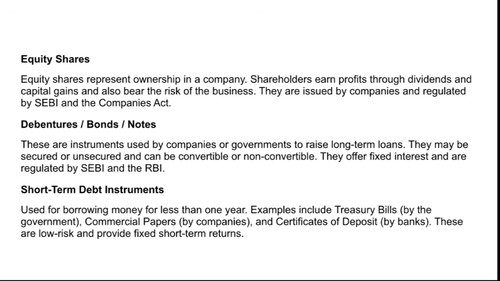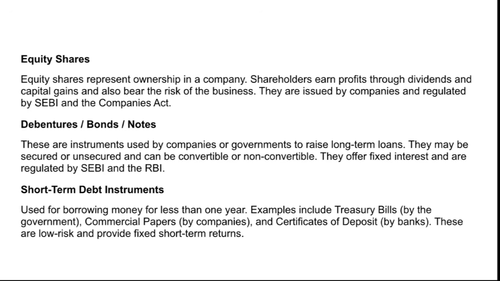Next is what is called convertible and non-convertible. There are some bonds which can later be converted into equities after, say, 5 years or 10 years. There are also bonds which cannot be converted at all, which are called non-convertible bonds. We'll study these bonds in detail in the coming videos. They are offered at fixed interest and are regulated by SEBI and RBI.